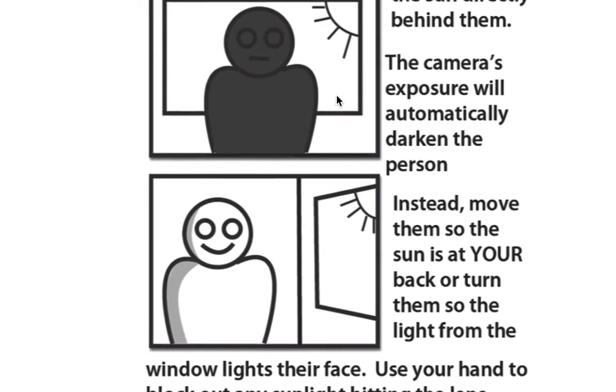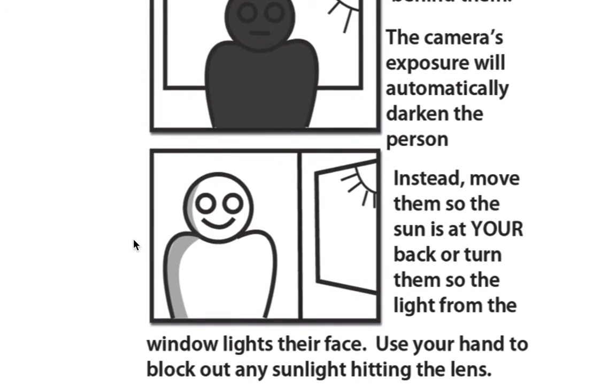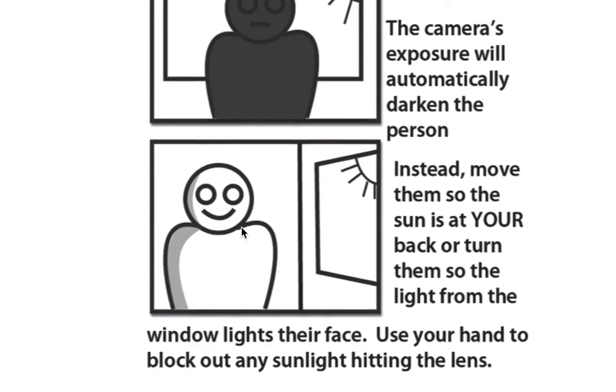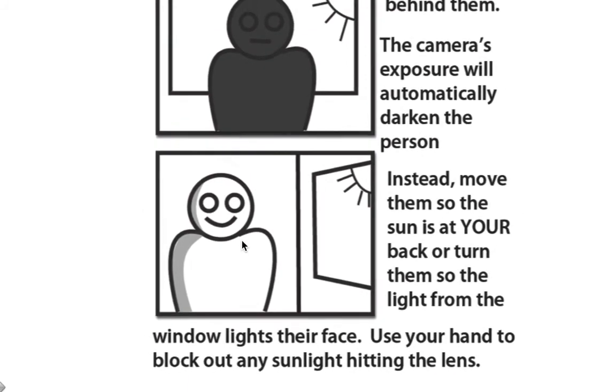It happens often when you put somebody in front of a window too. So the easy solution, if you're trying to use the window light, is to just turn the subject to the side. Use the window light on the side as your main key light.